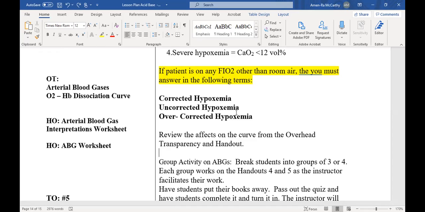Now, it can be over 100 if they're on room air, and that's simply if they're hyperventilating. If somebody's taking a whole bunch of deep breaths, he's sucking in all his oxygen, so his PaO2 may be a little higher, maybe 105, 110. That's about as high as it would ever go on room air. But you can give somebody oxygen and his PaO2 can be 300, 250. That's way too much.